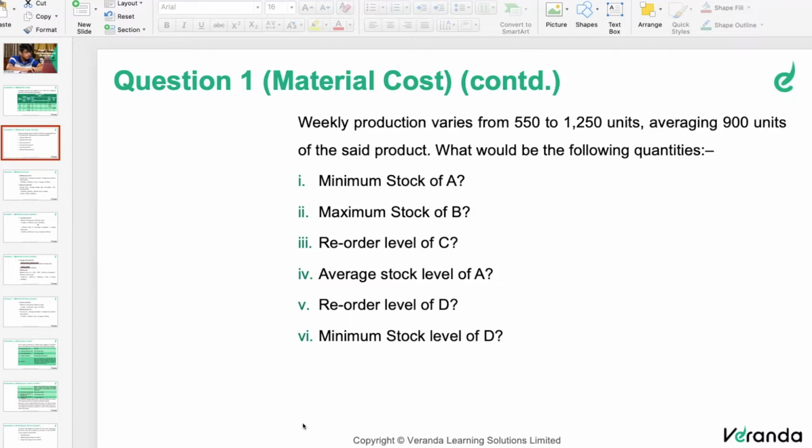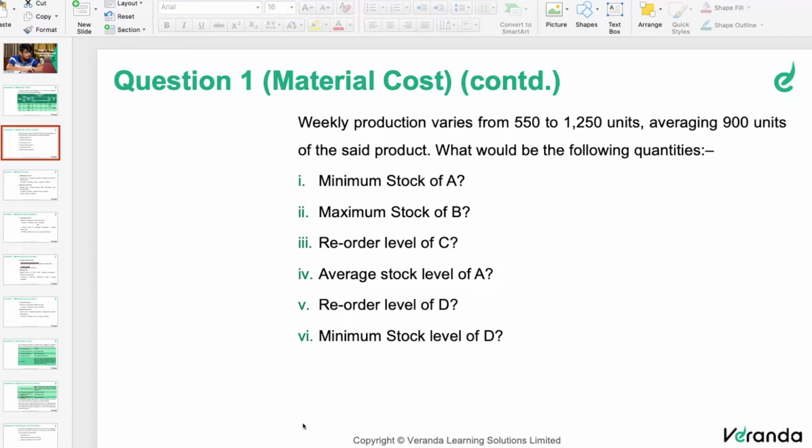But both formulas are not going to give the same answer. Understood? Both formulas will give different answers. Depending upon the availability of the information, you can use any one of the formulas. With respect to danger level, the same story is not applicable. In danger level, one formula is minimum usage into minimum lead time, another is minimum usage into minimum time for emergency purchase.